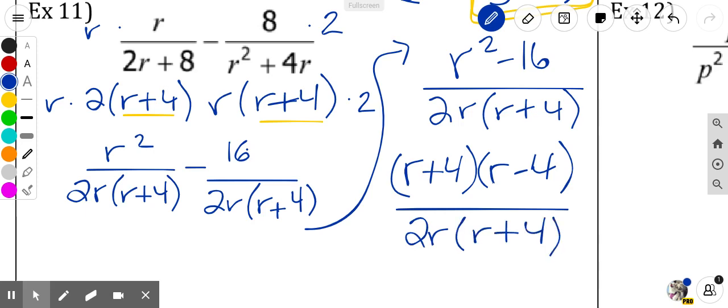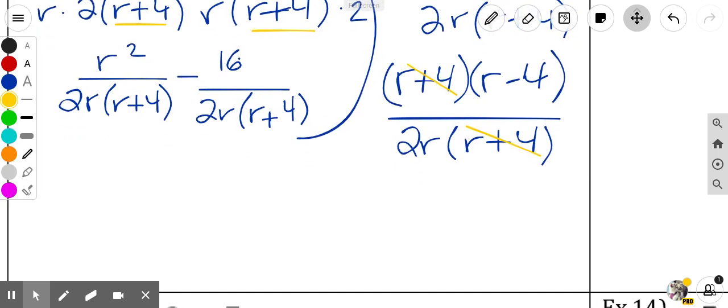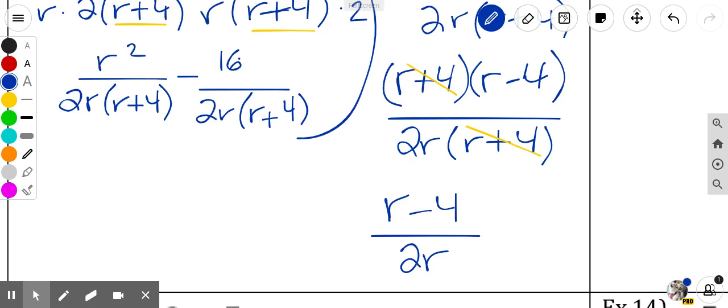Notice the r plus 4 is on the top and the bottom, so we can cancel those. And then lastly, our answer is r minus 4 in the top, and then a 2r in the bottom. That cannot be simplified any further because it's a monomial in the bottom.